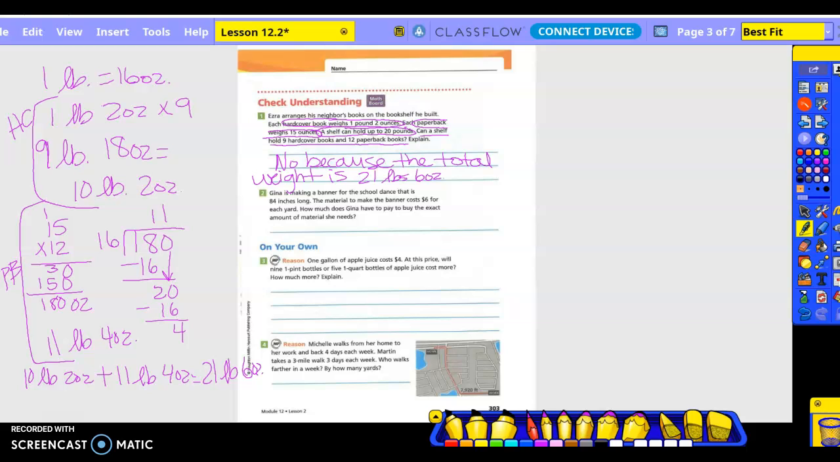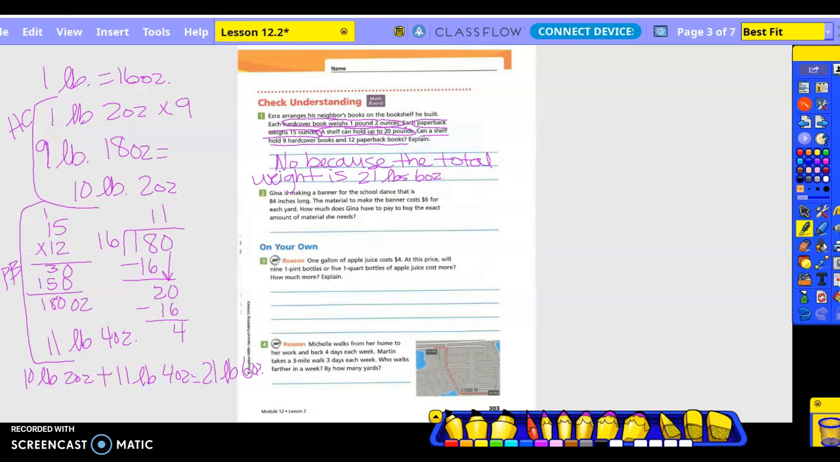Okay, so we should work over here to the side and we said 1 pound equals 16 ounces to start us off with knowing what our conversions are. We took 1 pound, 2 ounces times 9, since that's how many hardcover books there were. That got us 9 pounds, 18 ounces, which we then converted, which made us have 10 pounds and 2 ounces. So that's what the hardcover books weigh.